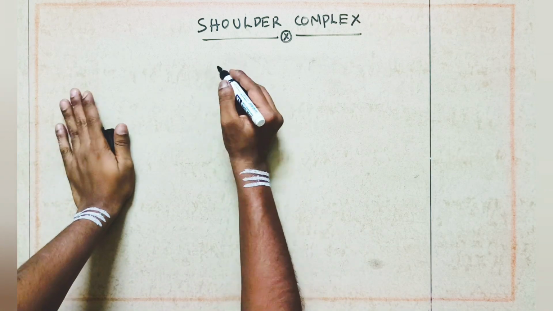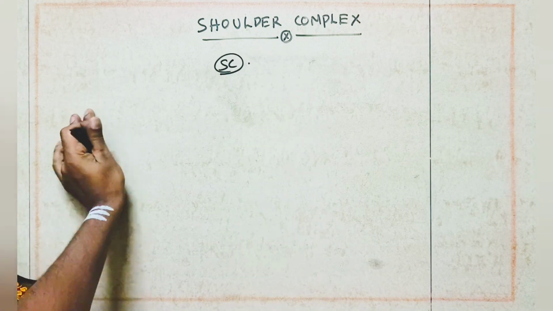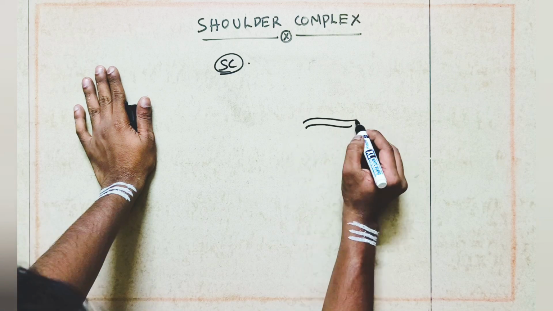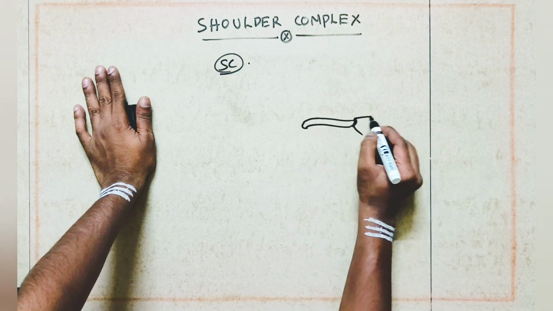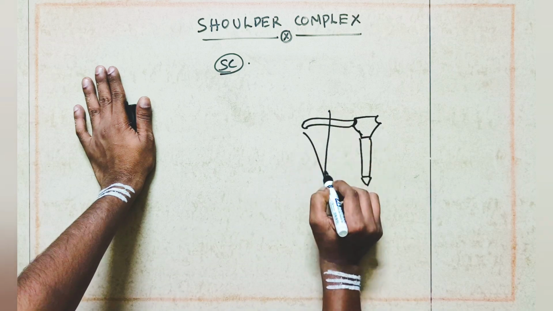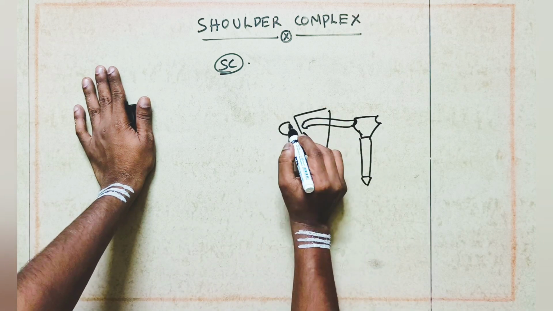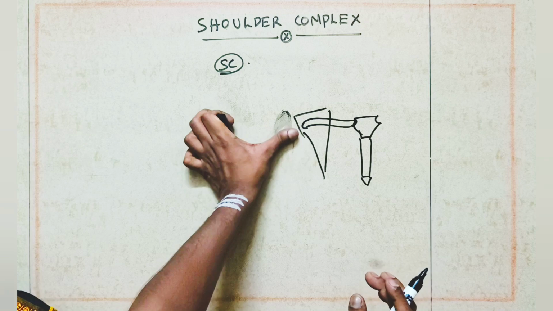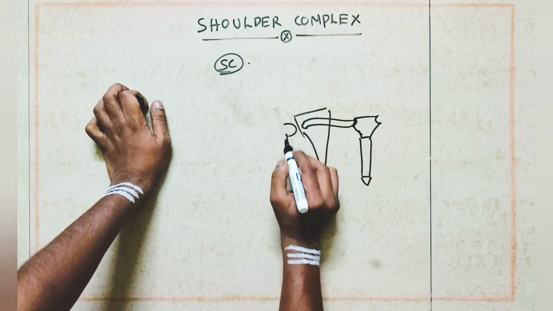Now we'll see one special point, about the sternoclavicular joint. Suppose this is our clavicle. Here we'll have the manubrium of the sternum. This is the cephalic fossa. Here we'll get the scapula, and here we'll have the head of the humerus.